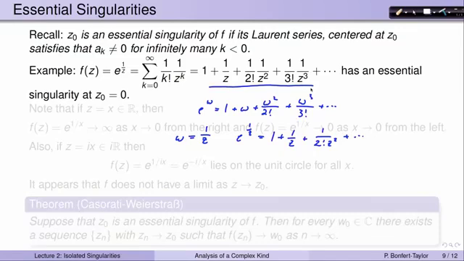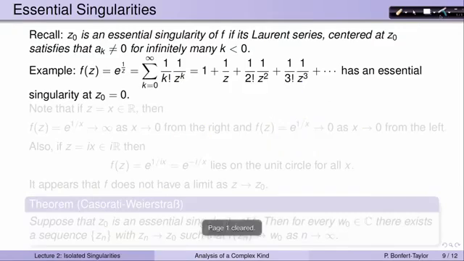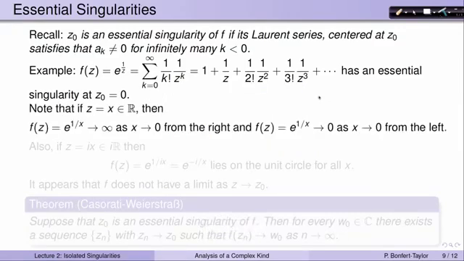Let's look at what happens when z approaches 0. What happens to e to the 1 over z? Let's start with z's approaching the origin along the x-axis. And in fact, why don't we start by approaching from the right? So I'm plugging in positive values of x. What happens to e to the 1 over x? Well, as x goes to 0, 1 over x goes to infinity. Because x was positive, it goes to positive infinity. If I plug in larger and larger exponents, the exponential function simply goes to infinity. So as x goes to 0 from the right, e to the 1 over x goes to infinity.